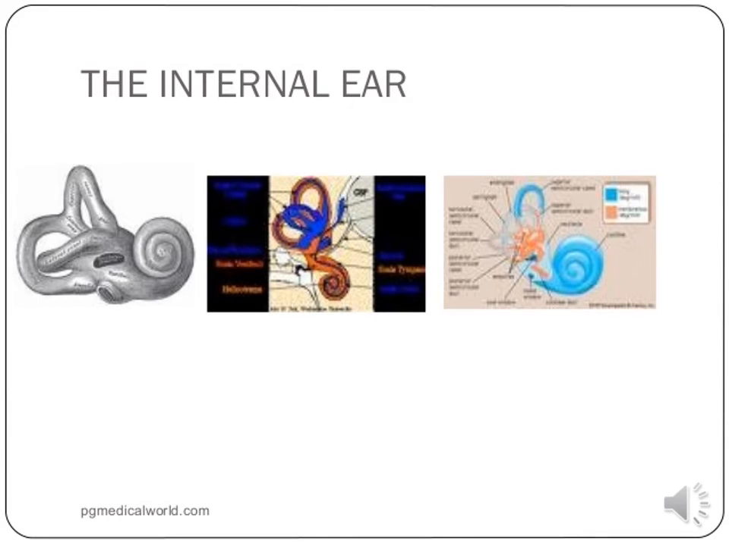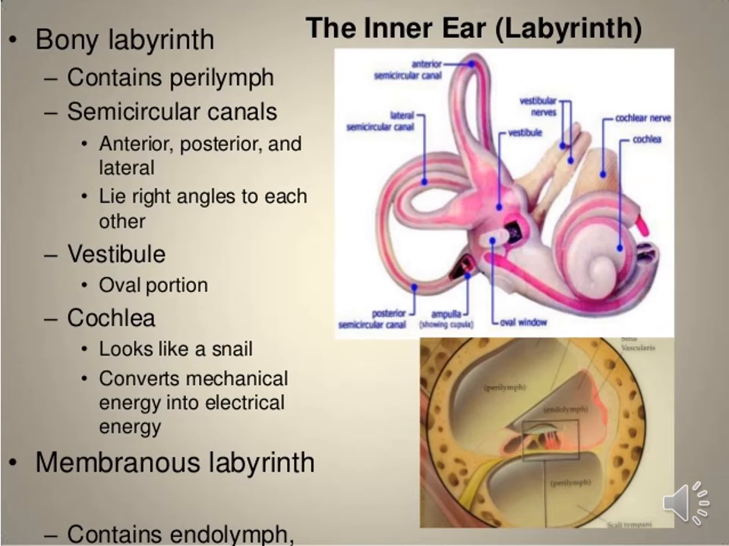Now let's go to the inside of the ear, the internal ear, or labyrinth. The bony labyrinth contains perilymph, the semicircular canals, the vestibule, and the cochlea.